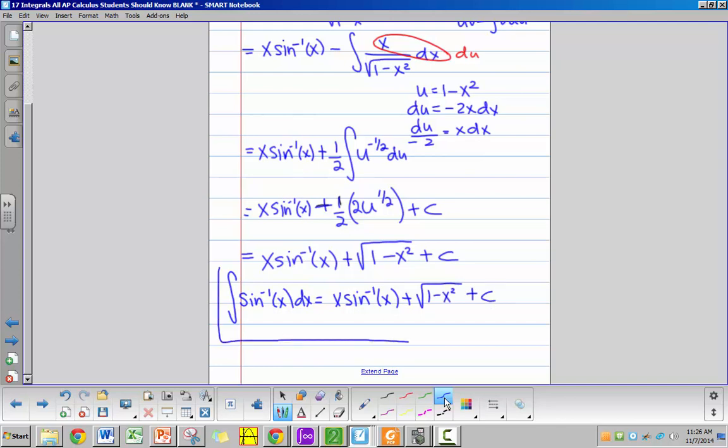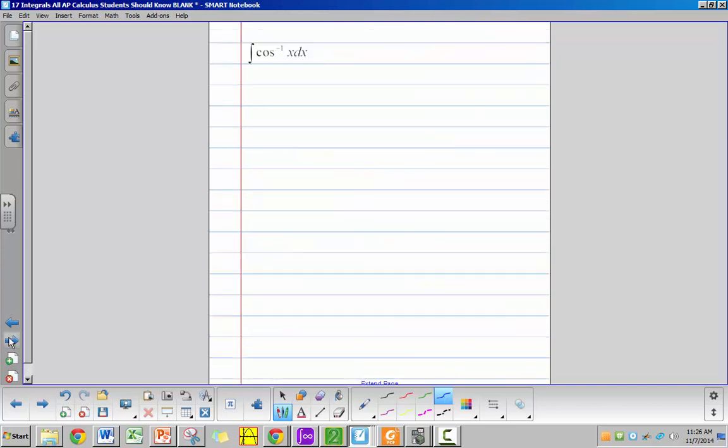If you were a betting person, you would probably bet that the inverse cosine is going to be similar. Well, we're going to let u equal inverse cosine of x, and dv is what's left, which is dx. Differentiating, we get negative 1 over the square root of 1 minus x squared dx. And v is going to be x.